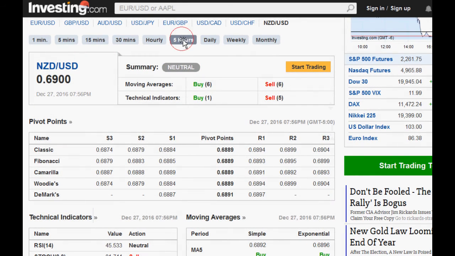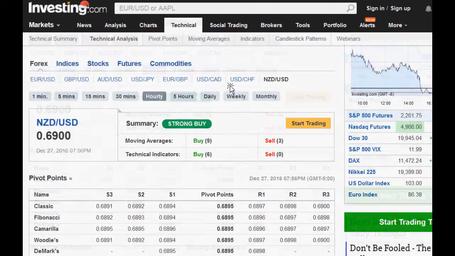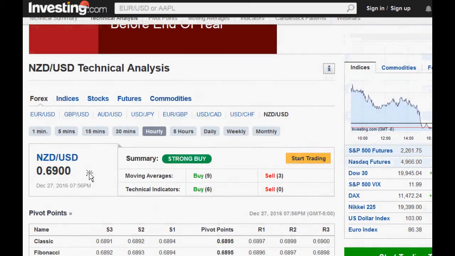And now when they say strong buy, okay, there's 9 to 3 things pointing in that direction. I really like it if all of them are pointing in that direction. Does that guarantee that it's going to go there? No. There's nothing in trading that's going to guarantee what something is going to do. I don't care what anybody tells you.